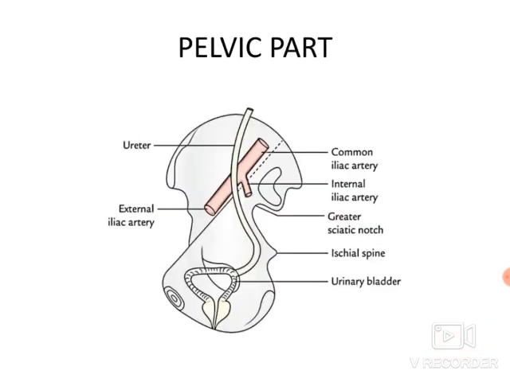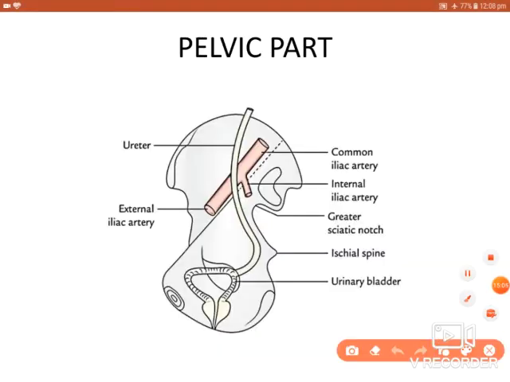Then, coming to the pelvic part. The pelvic part extends from the pelvic brim, then towards the urinary bladder, to the base of the bladder.